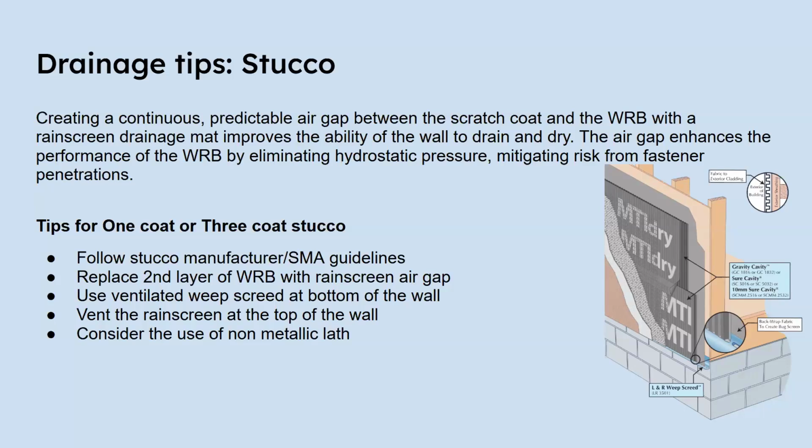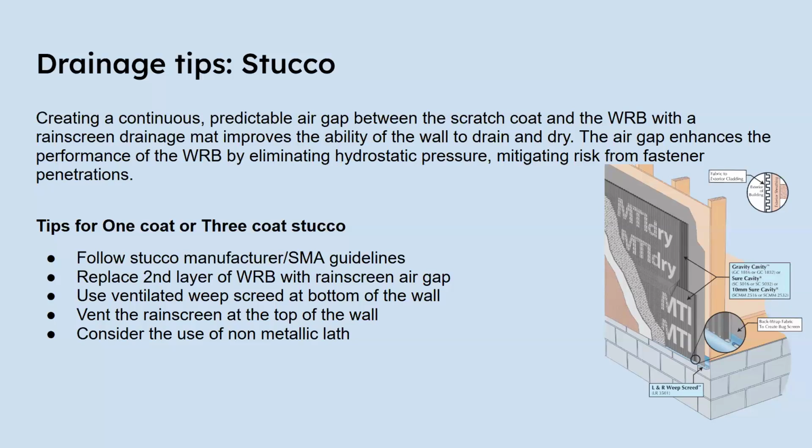Stucco assemblies typically require 2 layers of building paper behind them. First is the air and weather barrier, and the second one is a slip screen or a slip sheet. The important note here is that the rain screen drainage mat in MTI's case can replace the second layer of weather resistant barrier in that assembly. You still need 1 layer underneath because a rain screen is not an air and weather barrier. It's a rain screen.